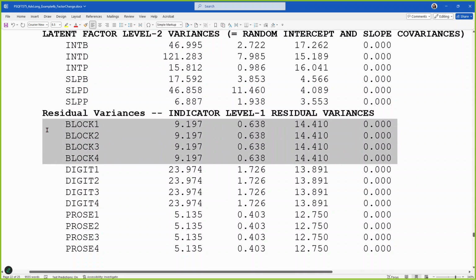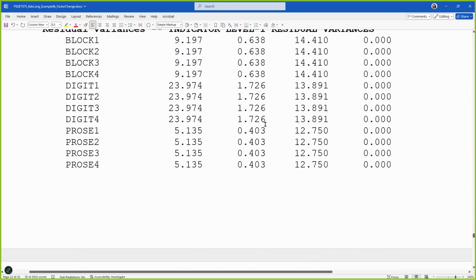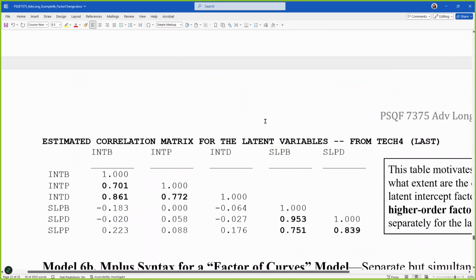Here are my R matrix variances for each one, and then here are my G matrix variances. Now, the thing we care about is relevant for the next model.